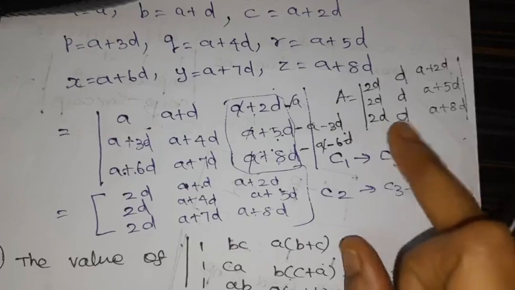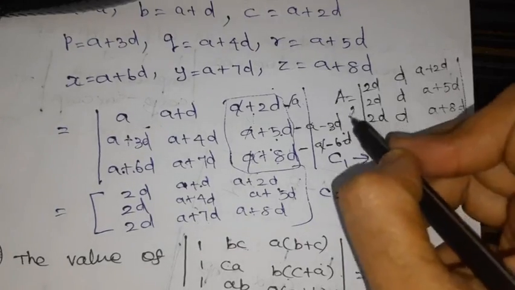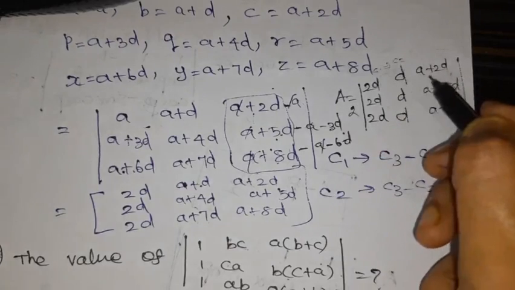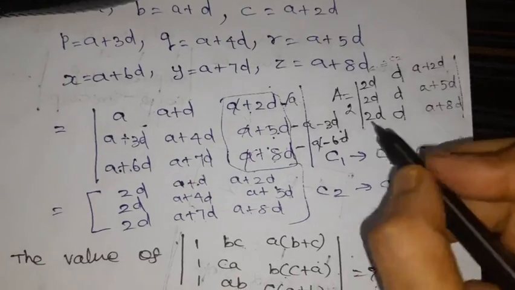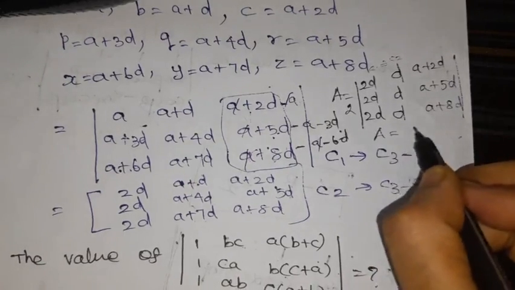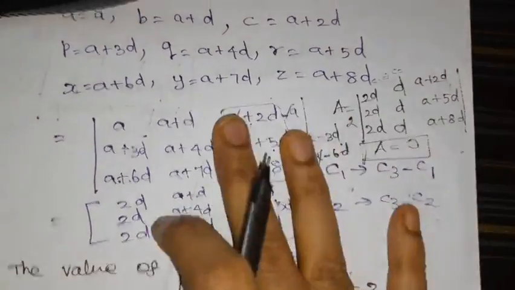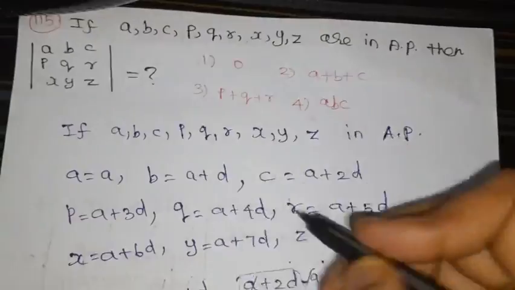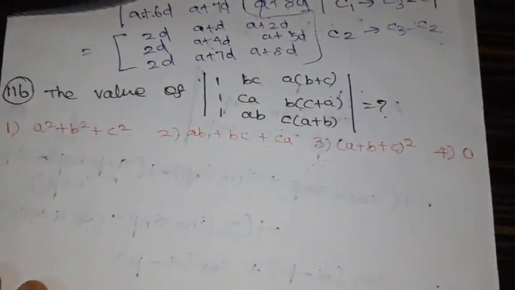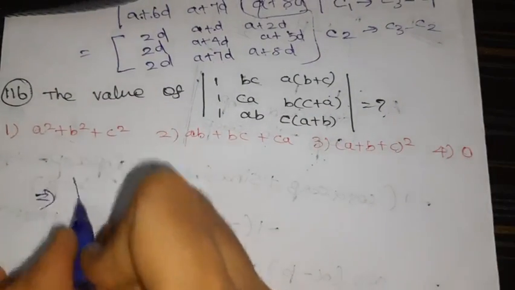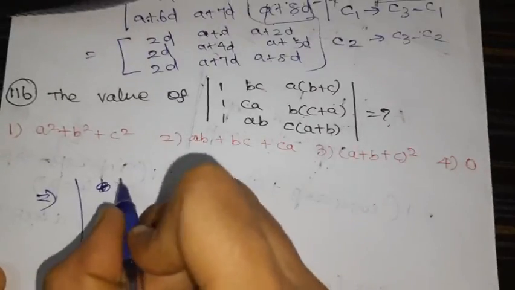The remaining two columns are identical. So when we take 2 outside, C1 and C2 will be identical. Column C1 and column 2 will be identical. Whenever any column or any row is identical, what we will get? Determinant value as 0. So the determinant value is equal to 0. Then the value of the given matrix. So for that, what can we do? Just multiply inside in the third column.